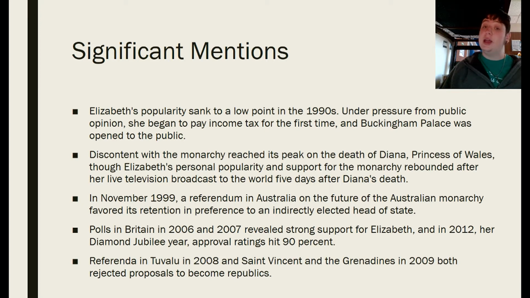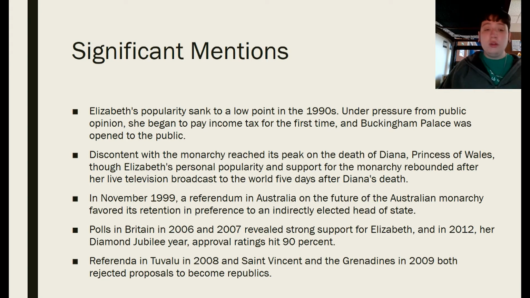days after Diana's death. In November of 1999, a referendum in Australia on the future of the Australian monarchy favored its retention in preference to an indirectly elected head of state, as well as polls in Britain in 2006 and 2007 revealed strong support for Elizabeth. And in 2012, her Diamond Jubilee year, approval ratings hit 90%. And then the referenda in Tuvalu in 2008 and St. Vincent and the Grenadines in 2009 both rejected proposals to become republics.